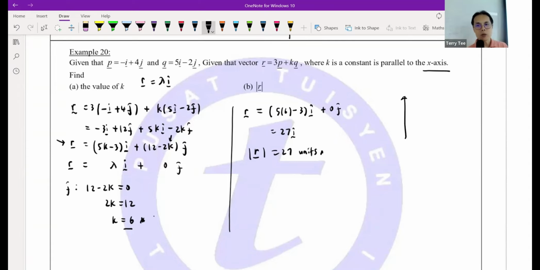27i simply means I'm going to the right by 27 units. You don't go up, you don't go down. So the magnitude is still 27. No need to use Pythagoras. If you only go left or right, we can just find the magnitude. I want to ask you a question. If I go to the left by negative 8, what's the magnitude? The magnitude is just 8. Do you have to use Pythagoras? No need.